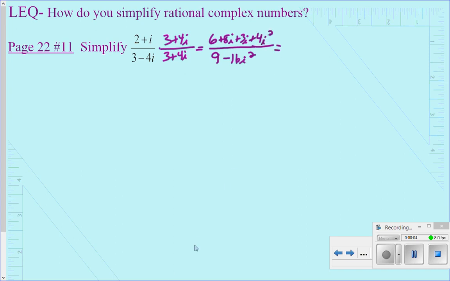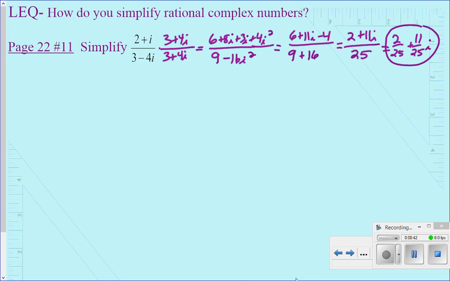So simplifying that, in the denominator, I have 9. Negative 16i squared is negative 16 times negative 1, which is positive 16. In the numerator, I have 6. 8i and 3i combine to 11i. And 4i squared simplifies to negative 4, because 4 times negative 1. So simplifying further, 6 minus 4 is 2, plus 11i, and that's all over 25. Last step, break it into two fractions, 2/25 plus 11/25 i. And neither of those fractions simplify, so that is my final answer.